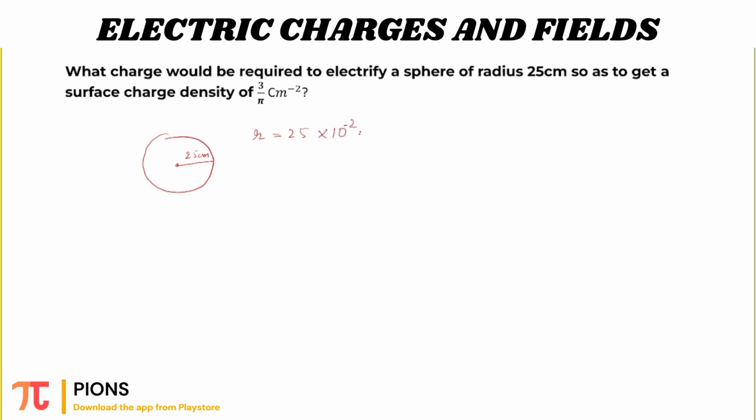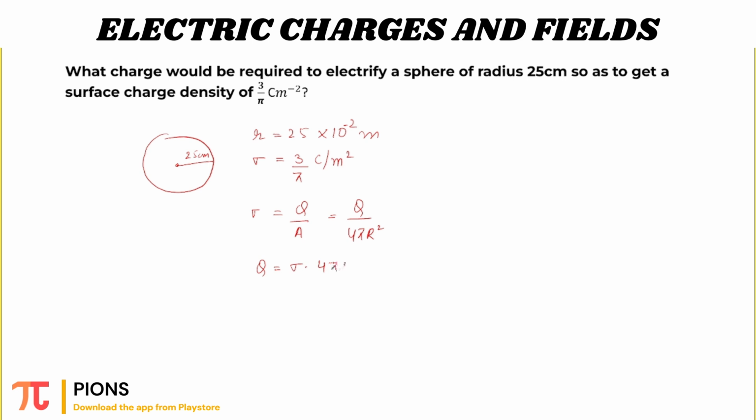And so as to get a surface charge density, we know that it is denoted by sigma, that is 3 by pi coulomb per meter square, the standard unit of sigma. Now sigma is nothing but charge upon area, we know that from the previous lecture. So area here is 4 pi r square, the outer surface area of this sphere. So charge we are looking for, Q will be equal to sigma into 4 pi r square.